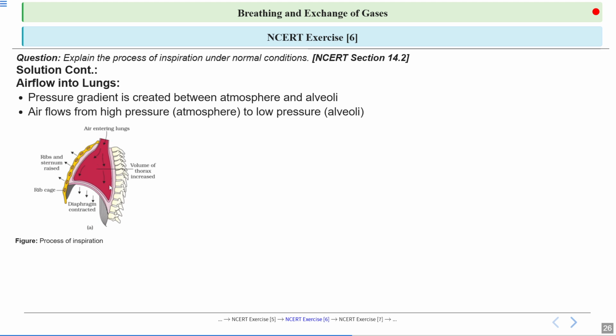When you write this answer, you have to write that the volume of the thorax gets increased and the pressure inside the thorax region gets decreased, right? Because volume is inversely proportional to pressure. One is increasing, the pressure is decreasing. If volume is increasing, then pressure is decreasing. Inversely proportional, right?